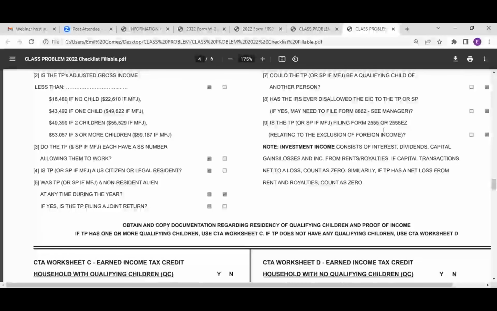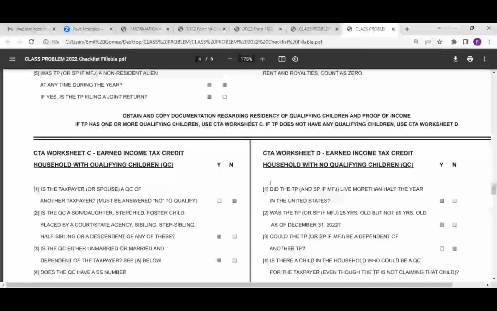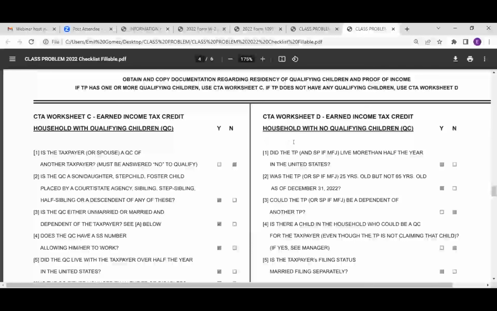Needs to be reported on the 2555? No. So in other words, all of these shaded boxes are checked. That's great. They pass this threshold. We go to child, worksheet C. The person does not have a qualifying child, worksheet D.